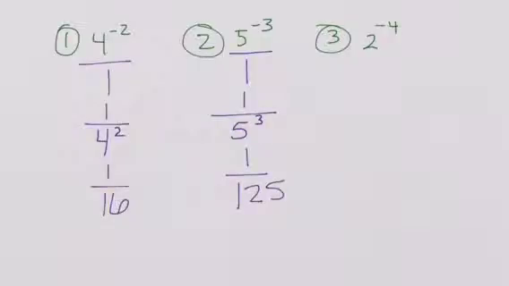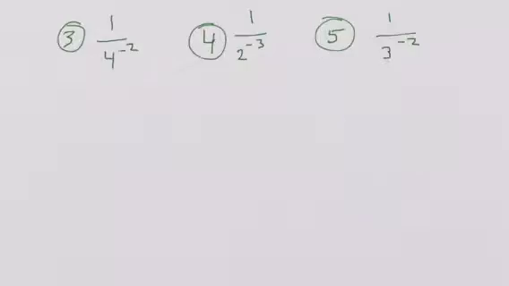125. This is 2 to the negative 4, so we're going to make it a fraction first. The negative exponent is crying out, move me, I'm in the wrong location. So it's going to be 1 over 2 to the 4th, and then 1 over 2 to the 4th is going to be 1 over 16.